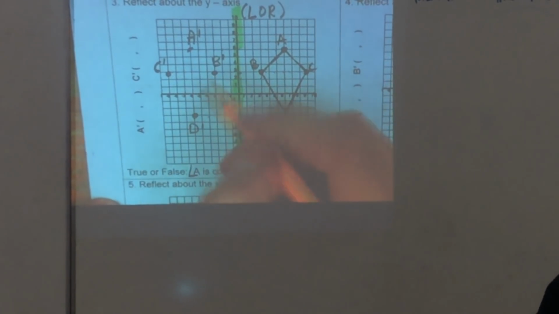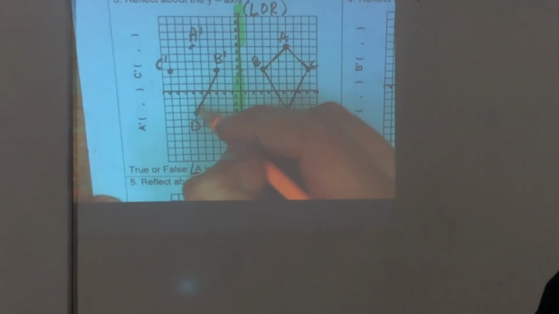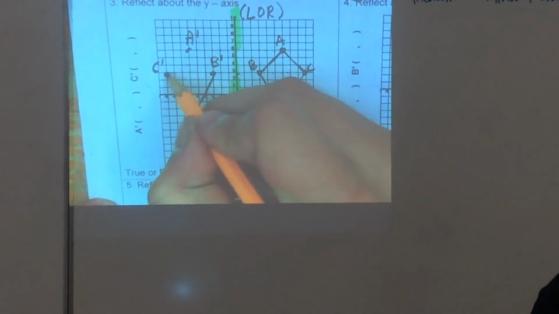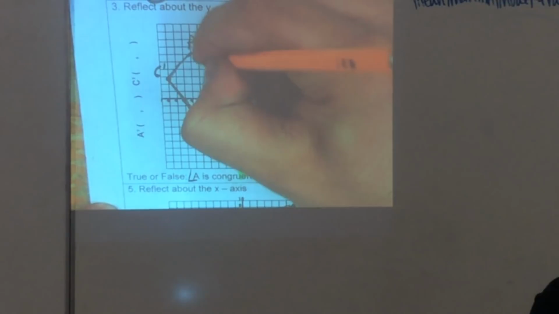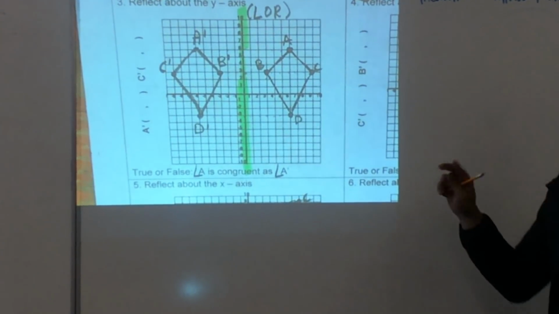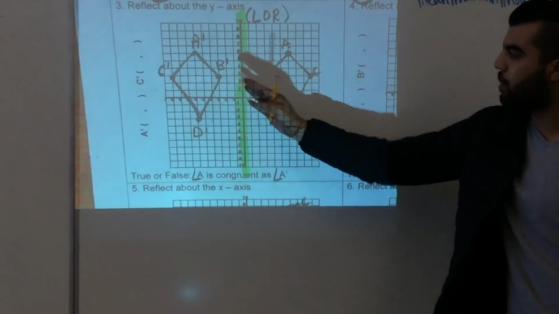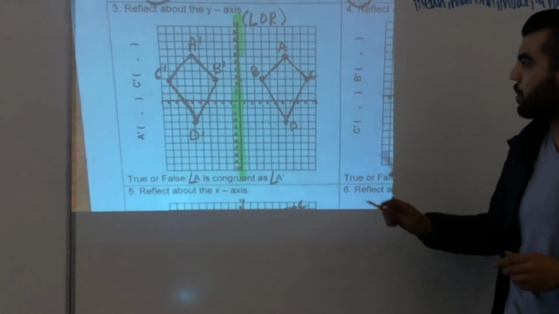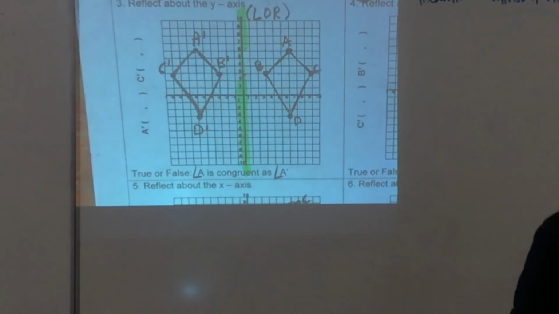And then connect all your points. It should pretty much look like if you had a mirror right here and you're reflecting the image. So now let's label these. This right here is my pre-image.